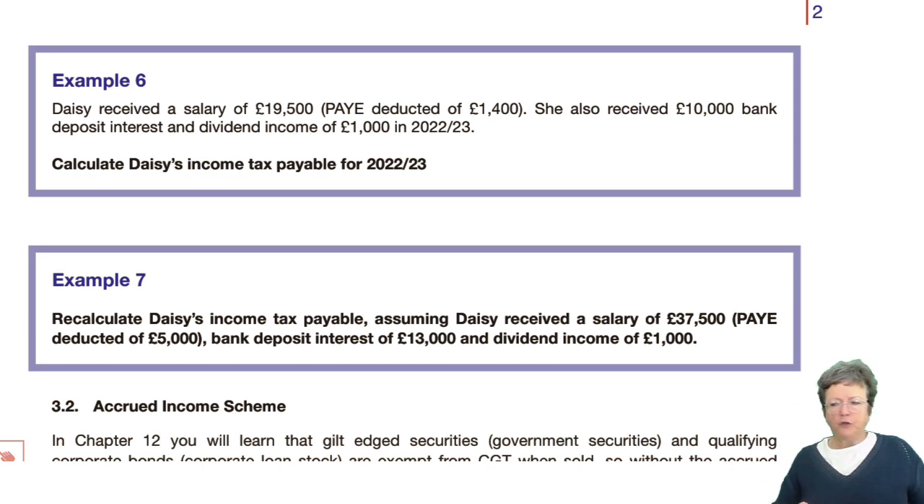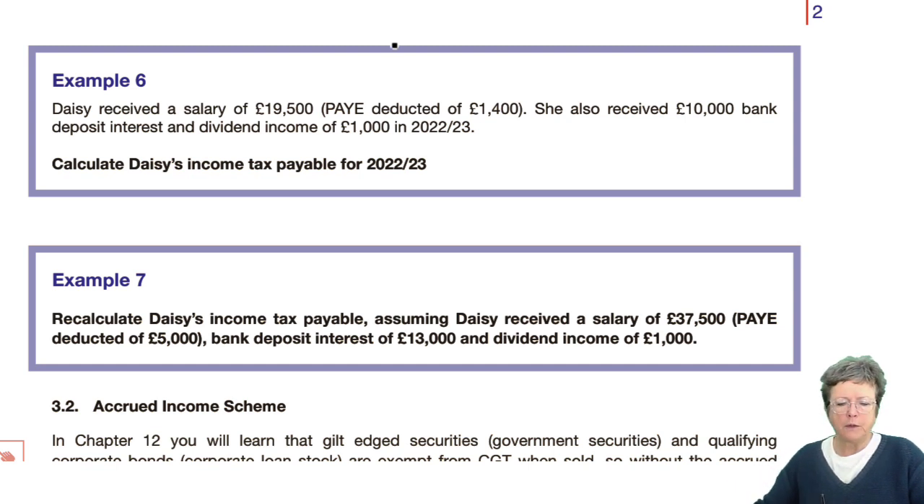Now, example number 6. Daisy received a salary of 19,500. Pay as you earn was deducted, £1,400. She also had bank interest, 10,000, and some dividend income. So we've got to work out what her income tax liability is in this year.